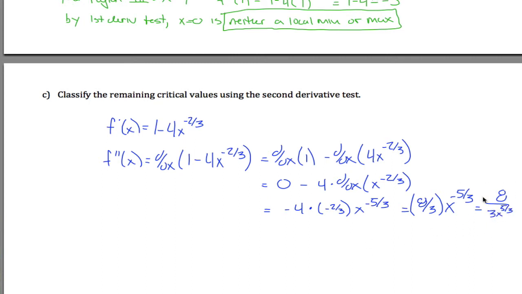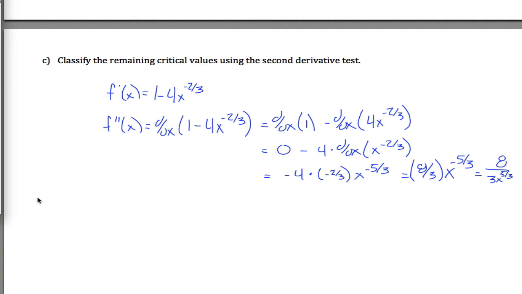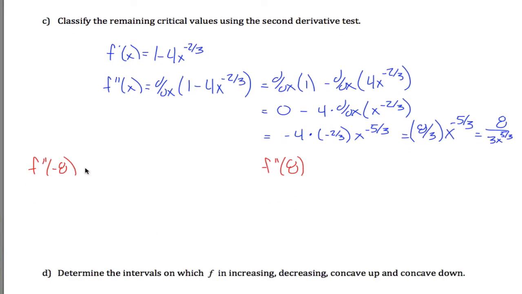Anyways, this is my second derivative right here. So if I want to classify my remaining critical values, what I need to figure out is what is f double prime of negative 8 and what is f double prime of positive 8. Well, f double prime of x is this thing, so f double prime of negative 8 would be 8 divided by 3 times negative 8 to the 5/3 power.